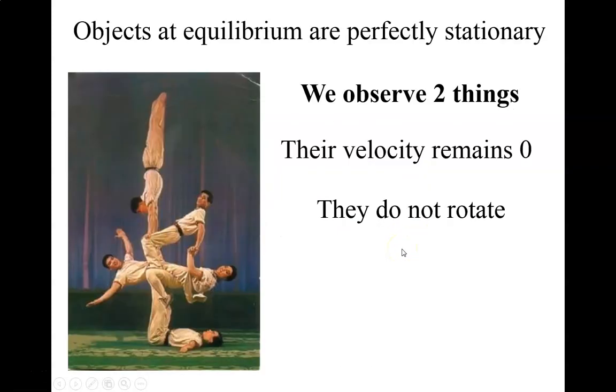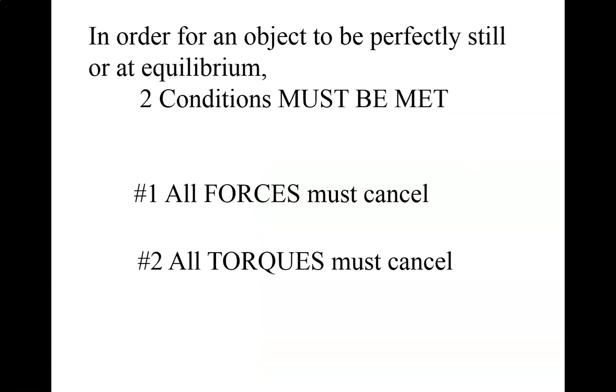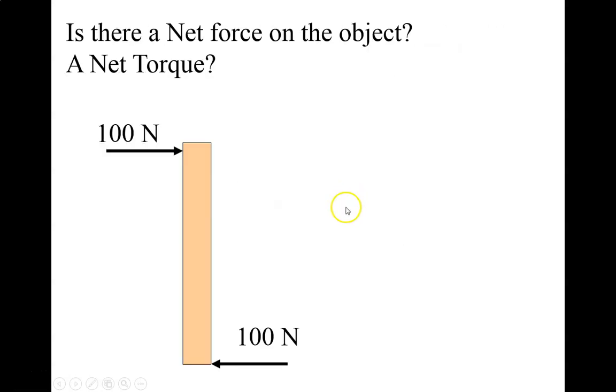All right. So in order for an object to remain completely stationary, in other words, their velocity is zero, they're not rotating, they're not doing anything, such as these five gymnasts here, they're in what's called equilibrium. They're perfectly stationary. In order for that to happen, two conditions have got to be met. They're not accelerating, so all the forces have got to cancel, and they're not rotating, so all the torques have got to cancel. So that's the name of this game: do the forces cancel? Do the torques cancel?